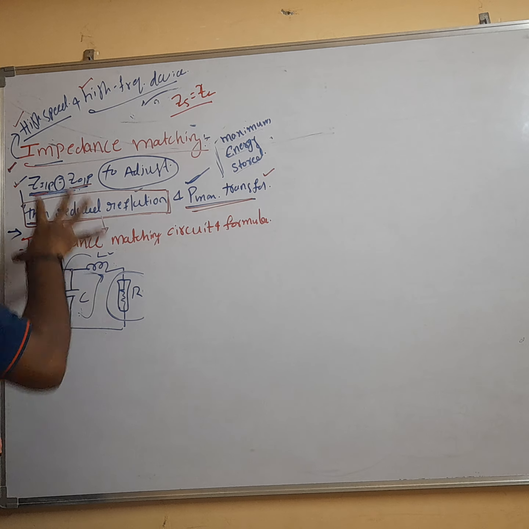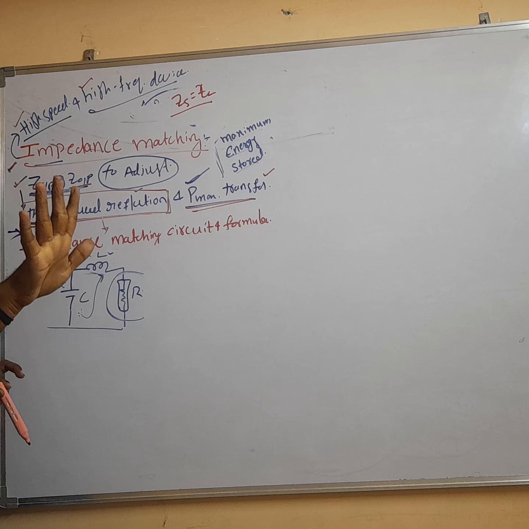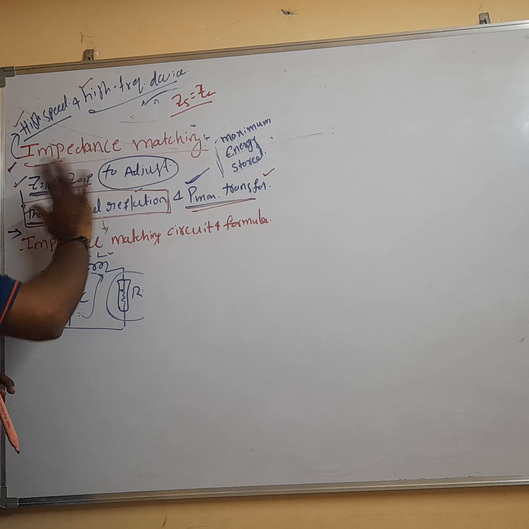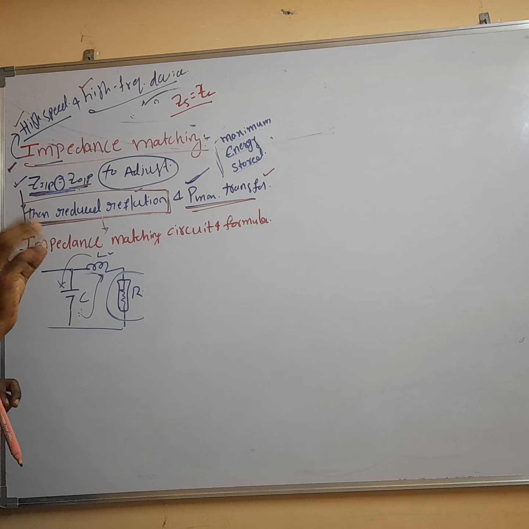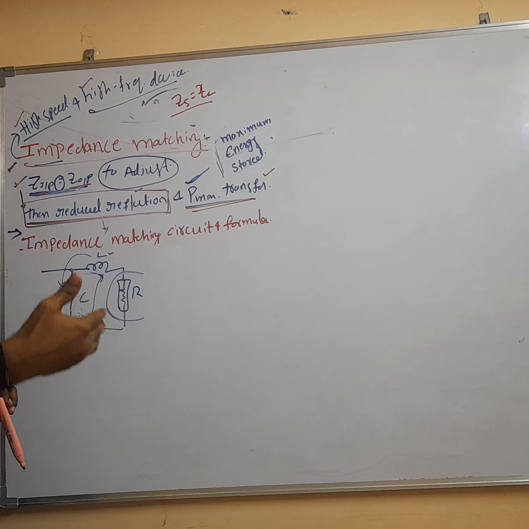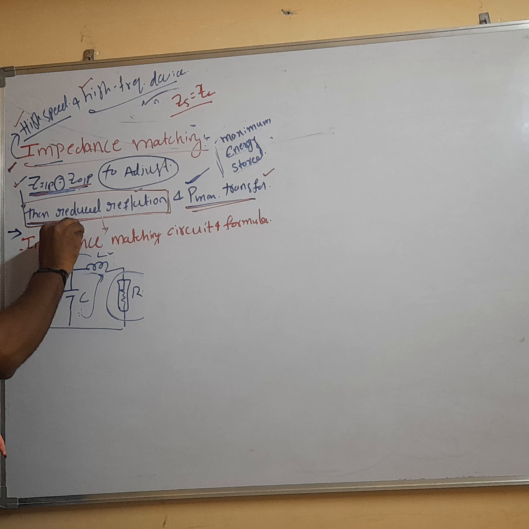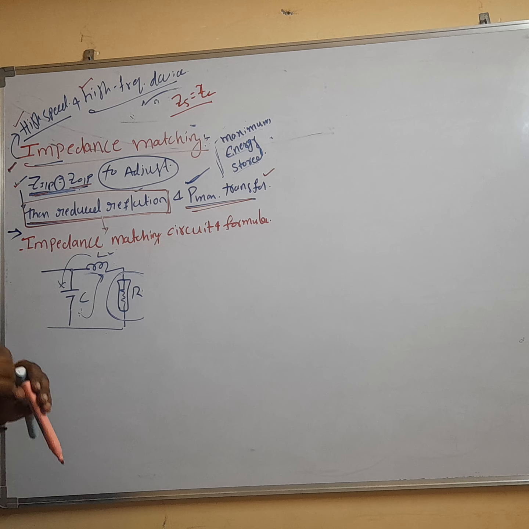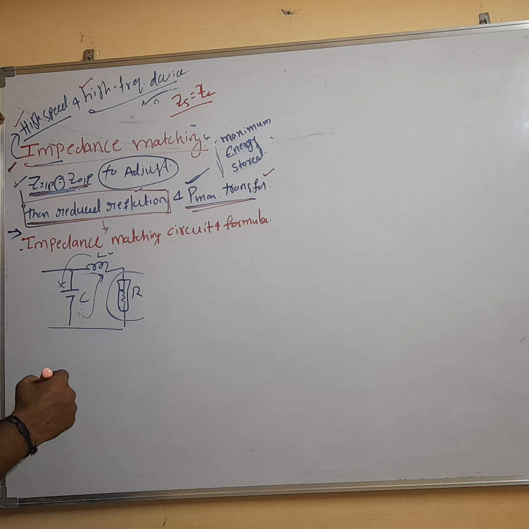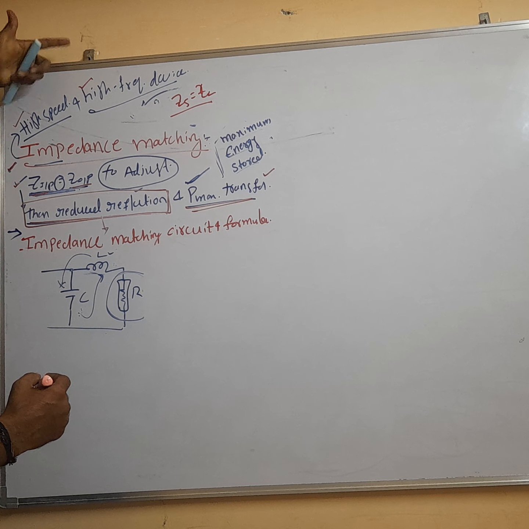So what is impedance matching? Load and source impedance must be adjusted to be equal. What happens when both impedances are equal? The reflections are reduced and the maximum amount of power will be transferred. That is the advantage for high speed operation and high frequency devices.